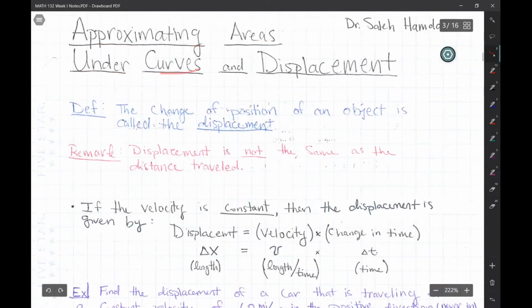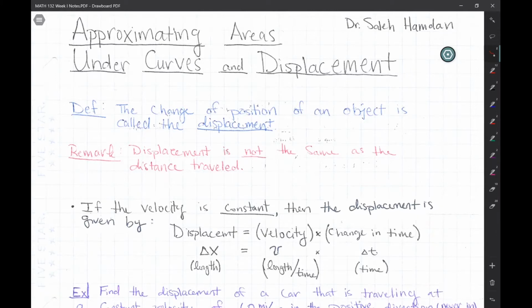Approximating areas under curves and displacement. And indeed, these two concepts are related. So, what is displacement? It's the change of position of an object. Basically, the final position minus the initial position. Displacement is not the same as distance traveled.